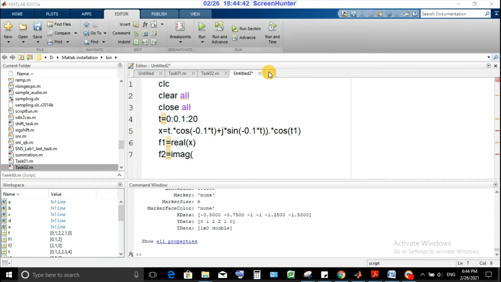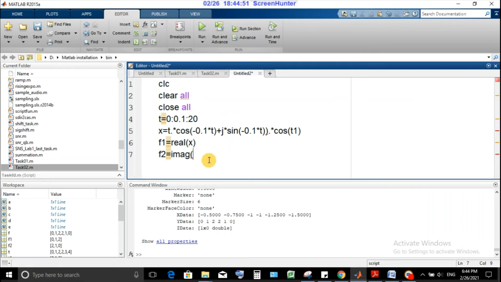Welcome back to part B of the demo video. In the previous part we were discussing the Prelab task, and this is the first Prelab task that is open on our screen. We have used here the Euler formula, and now we are writing the commands for finding the real part and imaginary part.